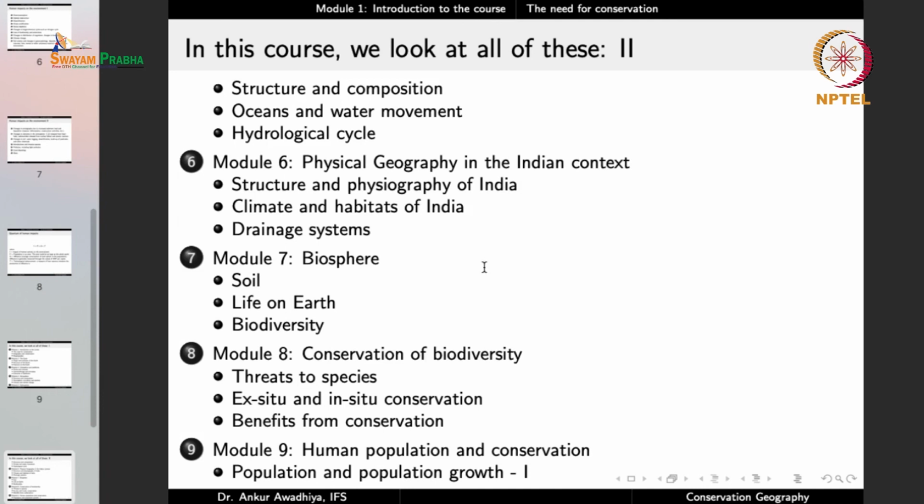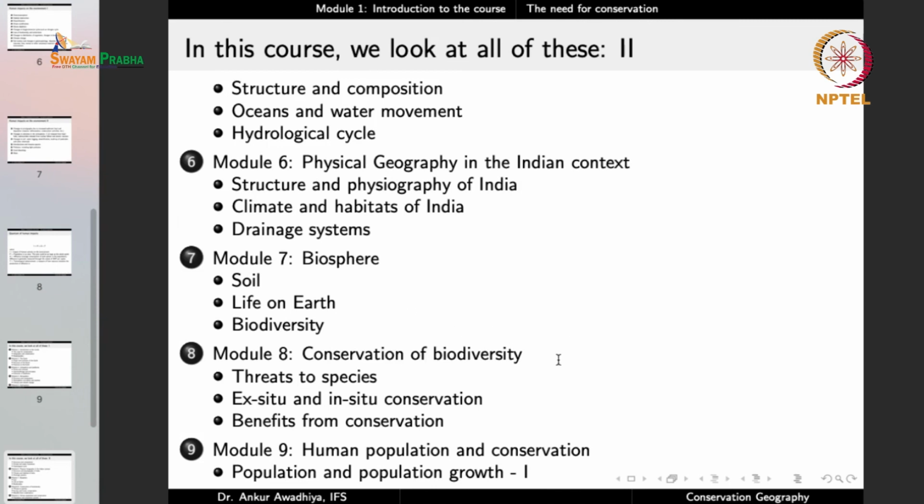Then we will move on to the biogeography portion and conservation. So in the seventh module, we will look at biosphere, how are soils formed, because soils support all life on this planet, life on Earth, biodiversity. And then we will look at conservation of this biodiversity.